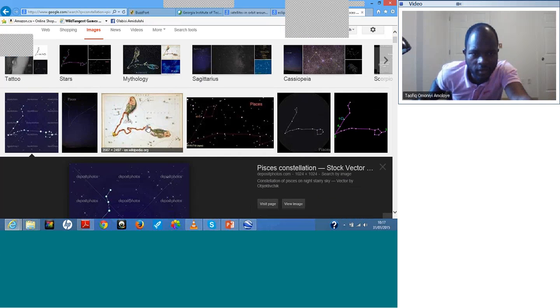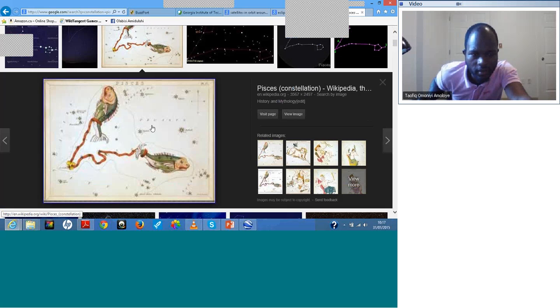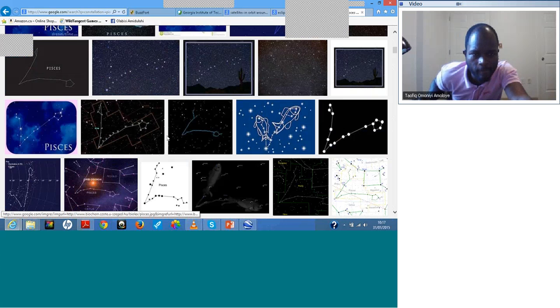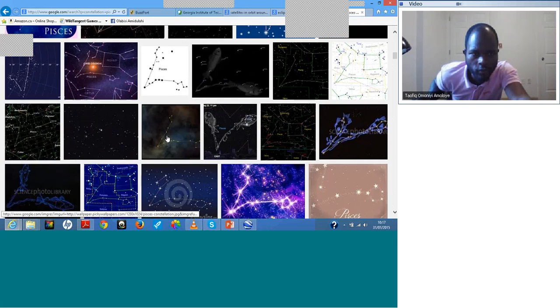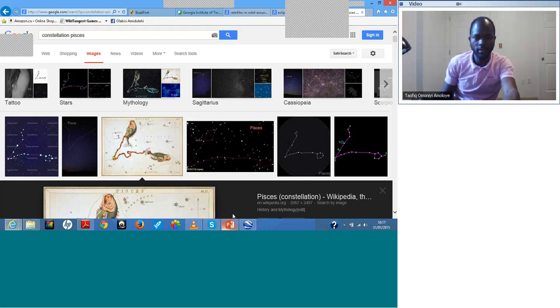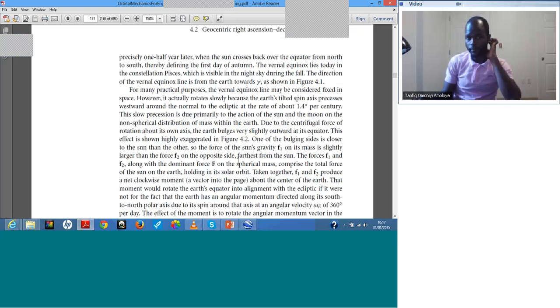Okay, and this image just shows why it's called Pisces. So try to observe the night sky and try to see if you can see this pattern of stars, and that would be the constellation Pisces. And then you know that that is the position of the vernal equinox. It's visible in the night sky during the fall. Fall is around August, September, so you may not be able to see it now.